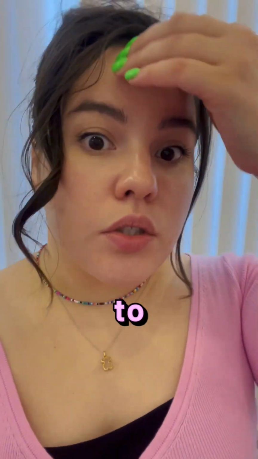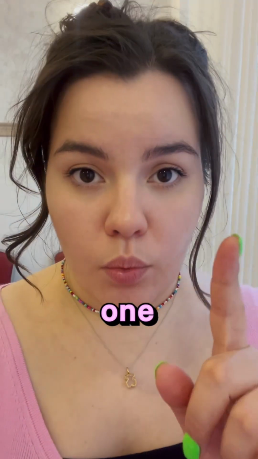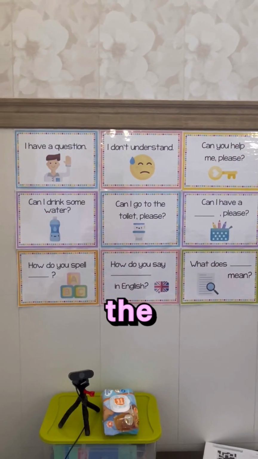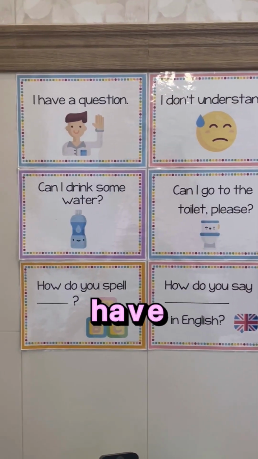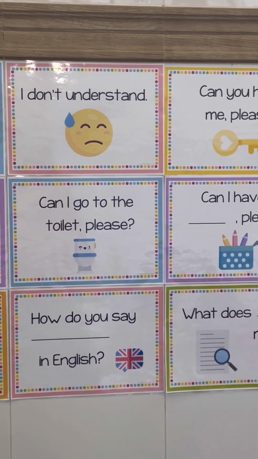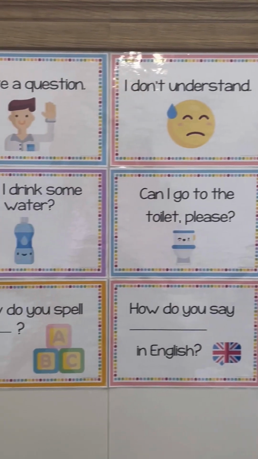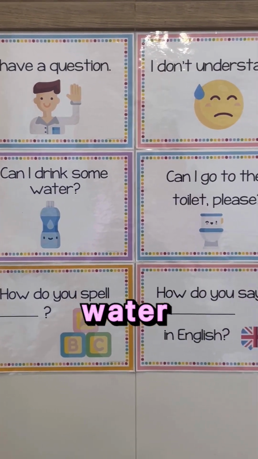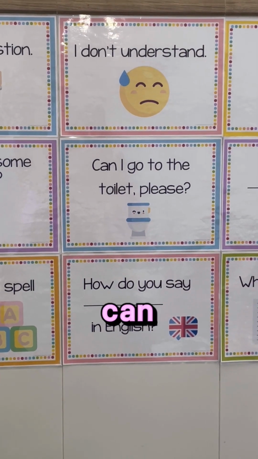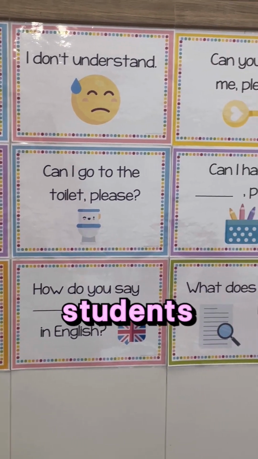And I'm going to show you real quick one thing. These are some classroom language phrases. And the first one says, I have a question. Then we have, I don't understand. Can you help me, please? Can I drink some water? Can I go to the toilet, please? You can replace it with, can I go out, please, for older students?